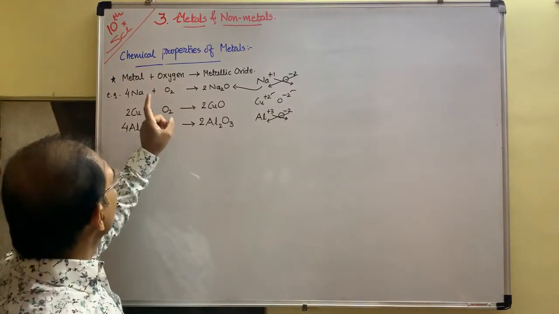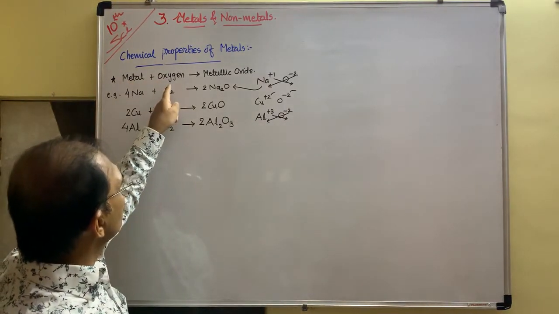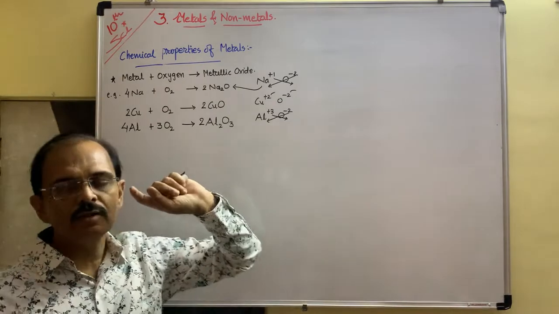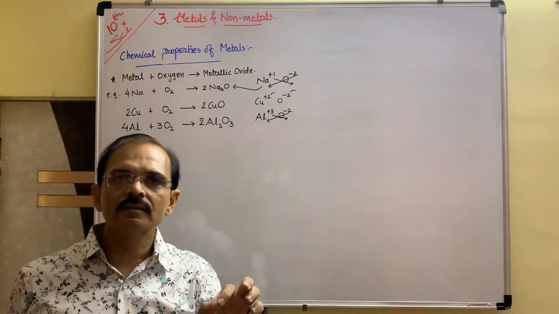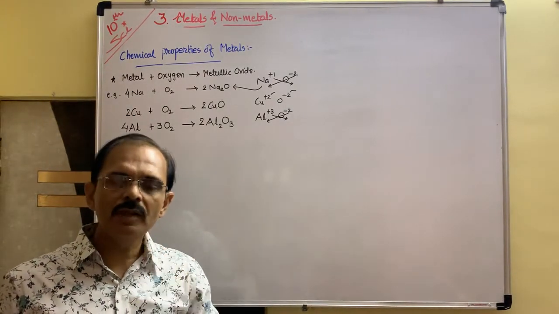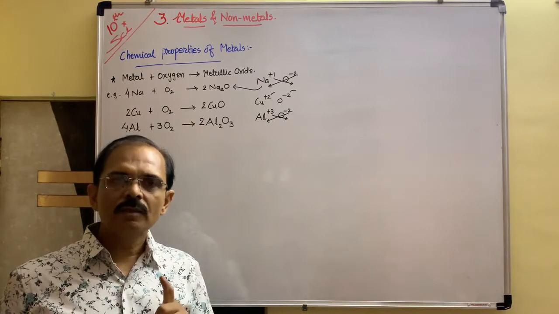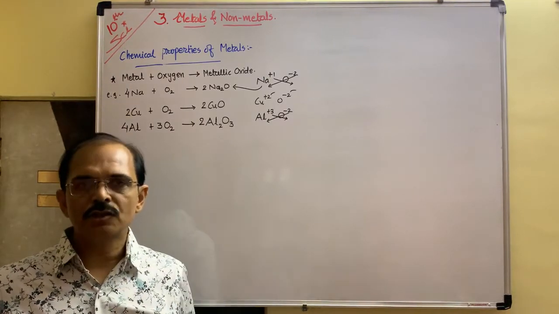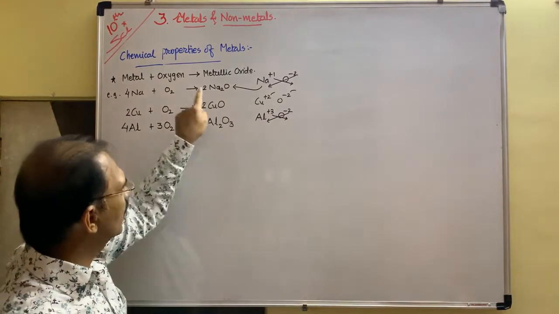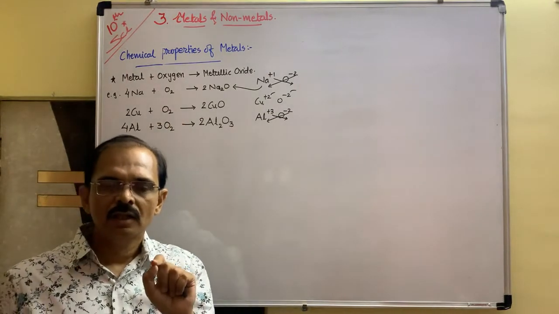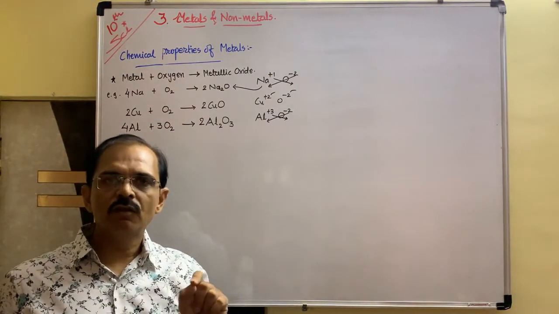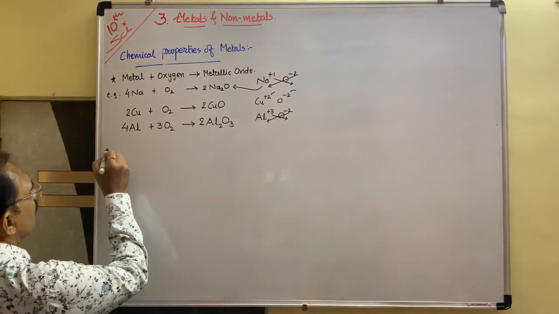In short, you have to remember that metal when reacts with oxygen, it forms metallic oxide or oxide of that metal. Now remember another thing. Oxides of metals are basic in nature. Means these oxides are basic in nature. When they react with water, it forms base. So metallic oxides are basic.